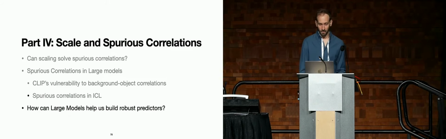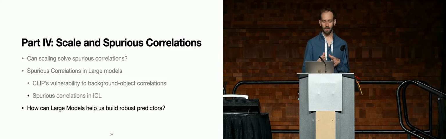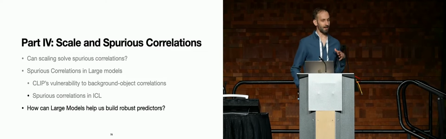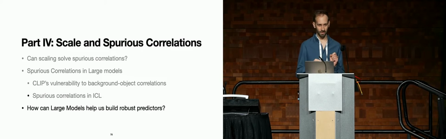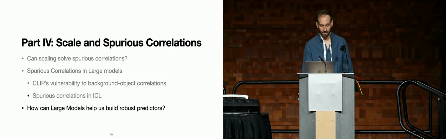So to finish this tutorial on a positive note, because we talked about how large models are still very sensitive to spurious correlations, we'll talk about ways that these large models can actually help us mitigate spurious correlations. And we'll see again two quick examples of works that use the abilities of these models to achieve robustness.